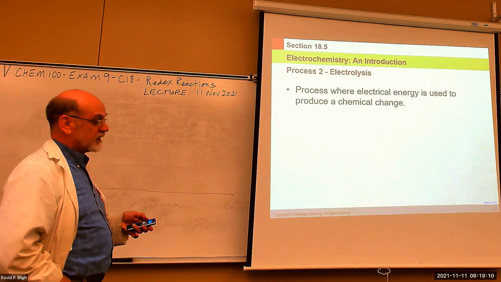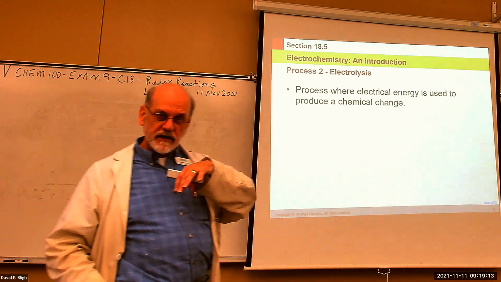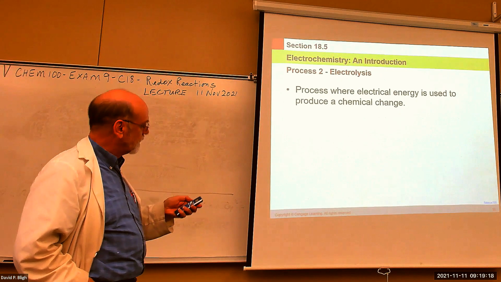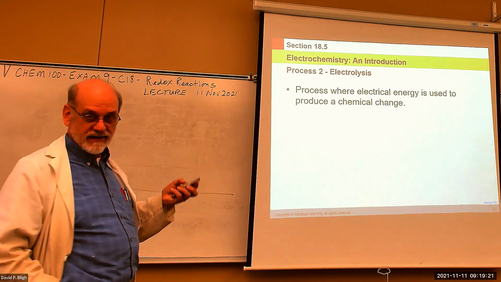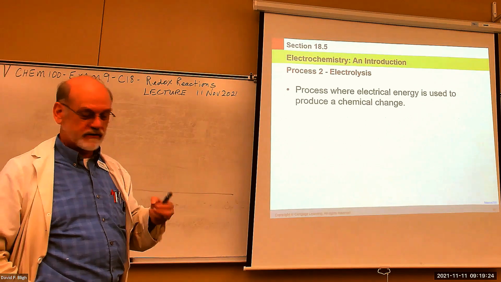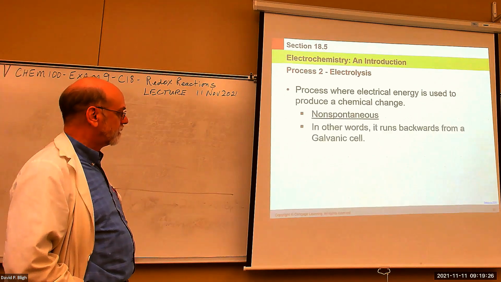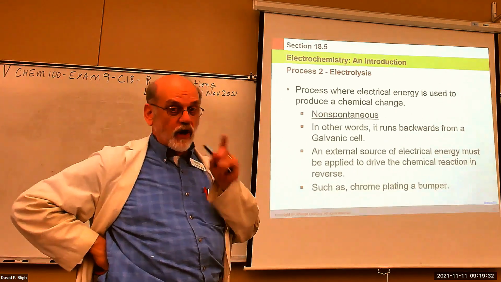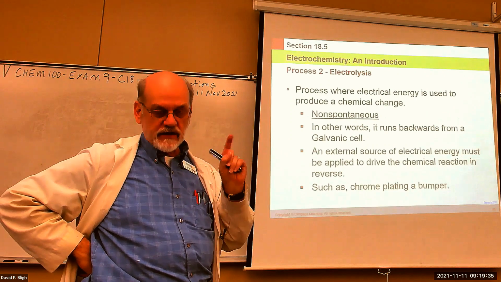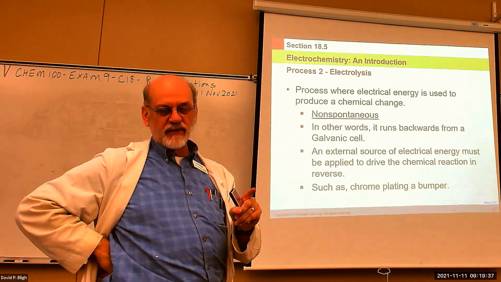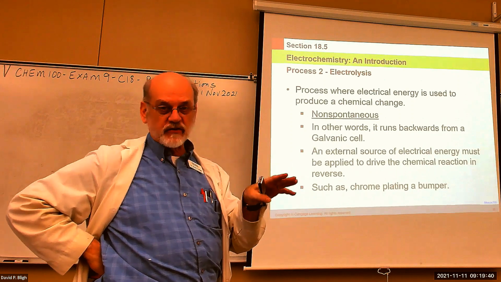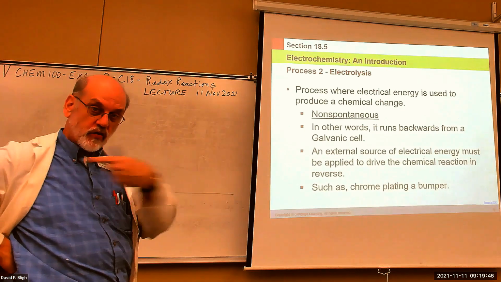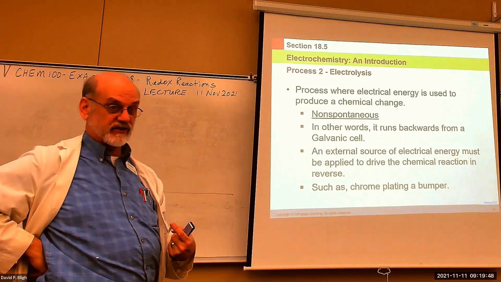So the other process, where we go in reverse, we take electrical energy and convert it into chemical energy. We produce a chemical change with that external electrical source. That's called electrolysis. The key word here is non-spontaneous. In other words, the reaction we want to occur will not occur on its own. We have to force it by putting energy in the form of electrons. So we push electrons in there, and they cause the chemical reaction to go in the non-spontaneous direction.